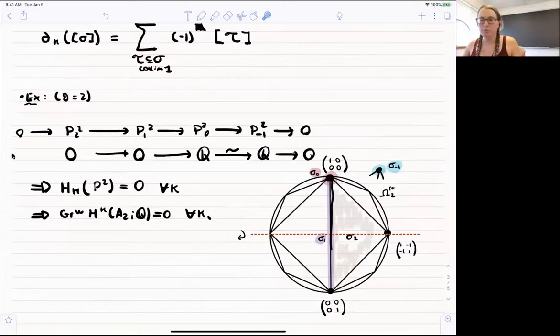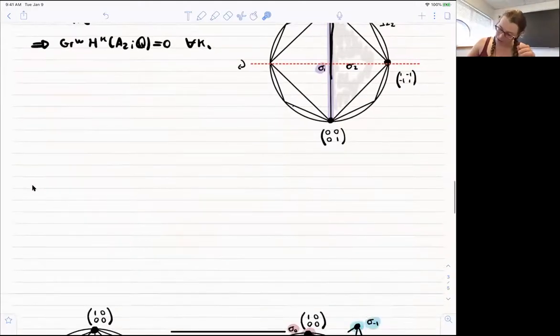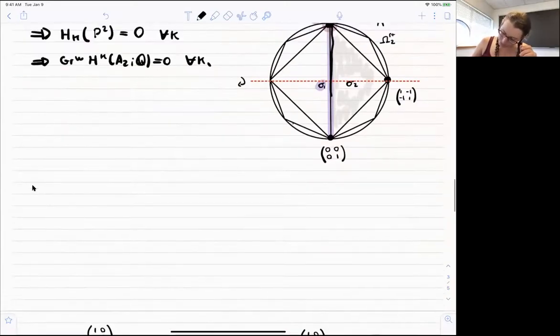But with the last few minutes I have left, I want to briefly talk about where this isomorphism is coming from. So why is the homology of this chain complex isomorphic to the top weight cohomology of AG? And this will hint at a question I think was asked earlier. And so I need two facts.